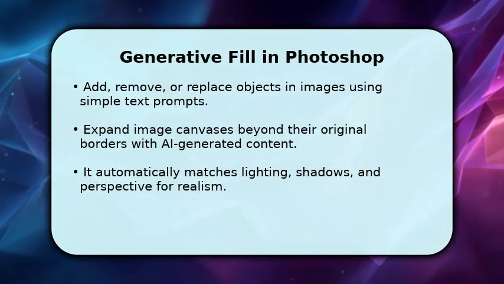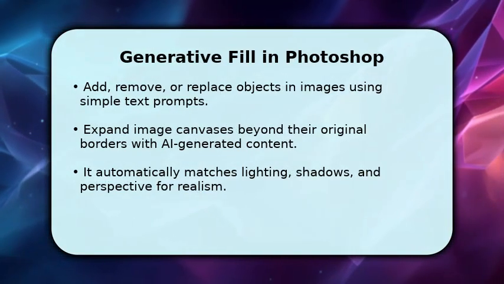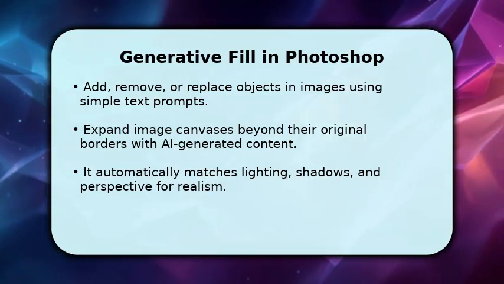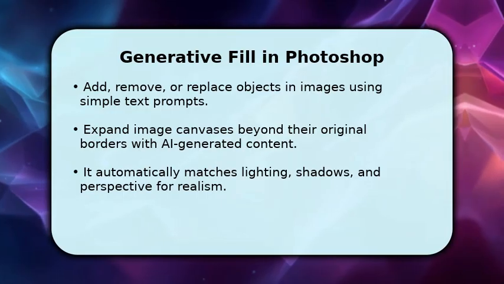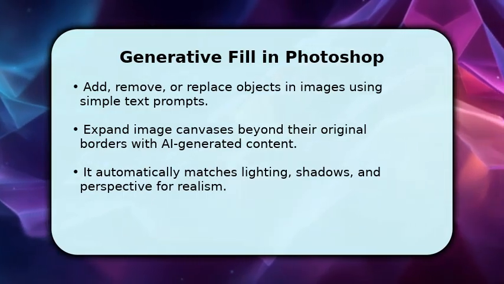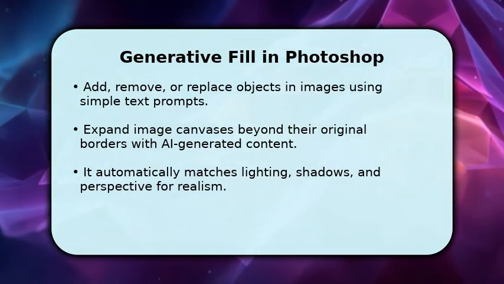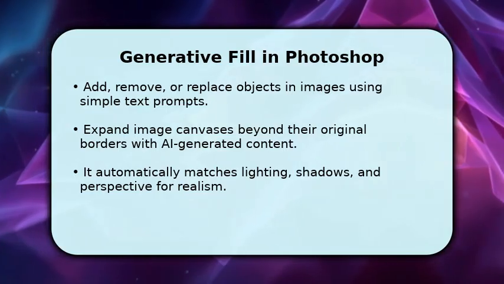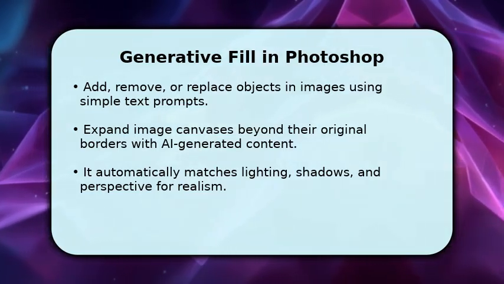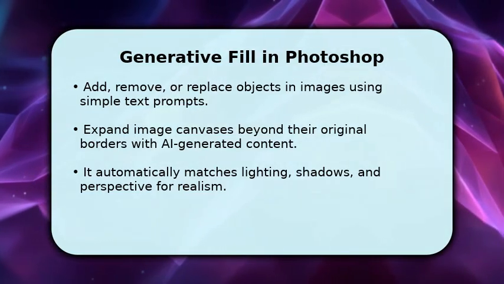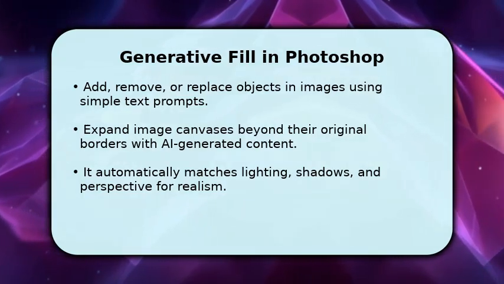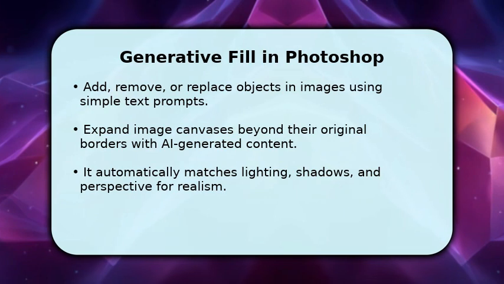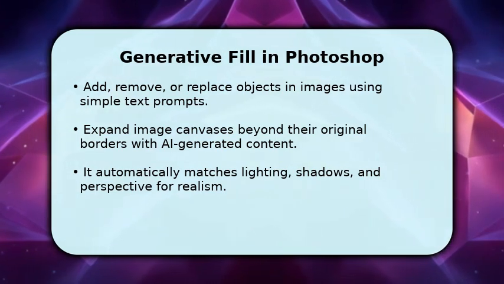One of the most popular features is Generative Fill in Photoshop. This tool allows you to effortlessly add new objects, remove unwanted elements, or even replace parts of your image just by typing a description. You can also expand your photo's canvas, and the AI will intelligently fill in the new areas, matching the existing scene. It's truly remarkable how it blends new content, maintaining consistent lighting, shadows, and perspective for a realistic result.